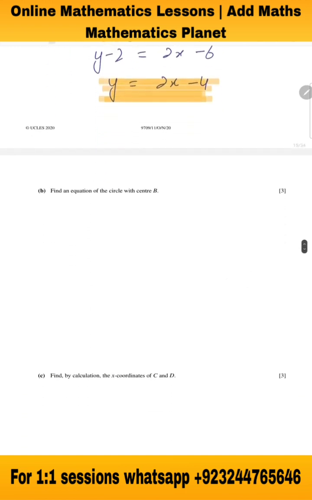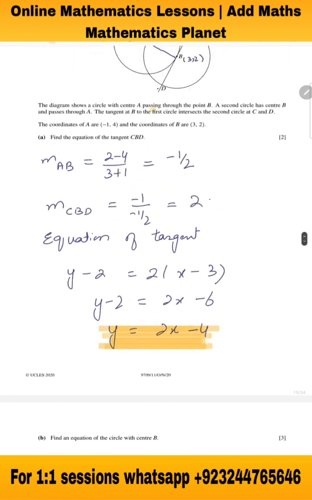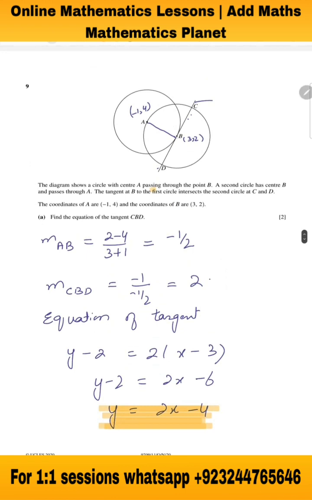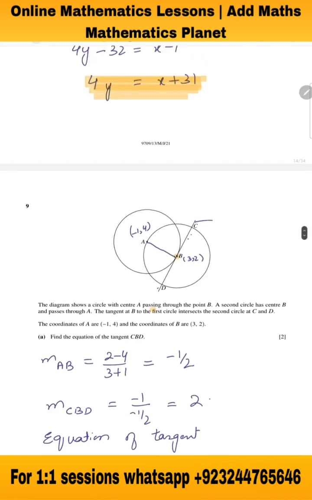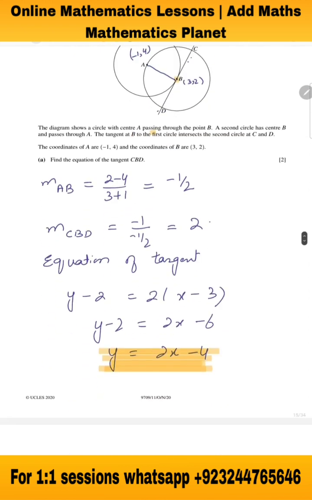Okay. Find the equation of the circle with center B. So we have to find the equation of the circle whose center is at B. For finding the equation of the circle, we need the center and the radius of the circle. We already have the center, but we need the radius. So how can we calculate the radius of the circle?